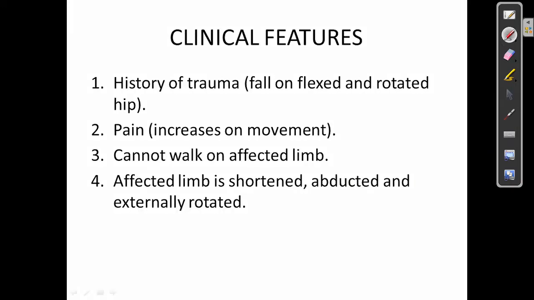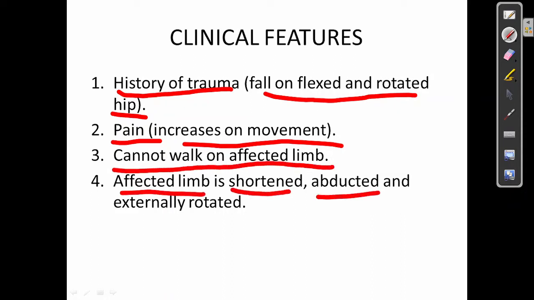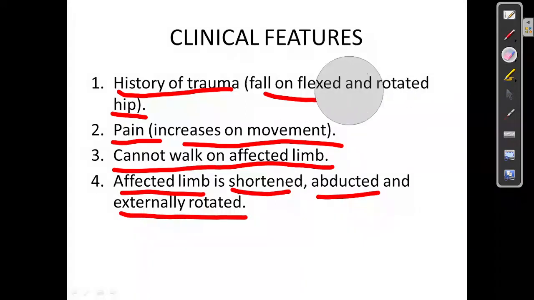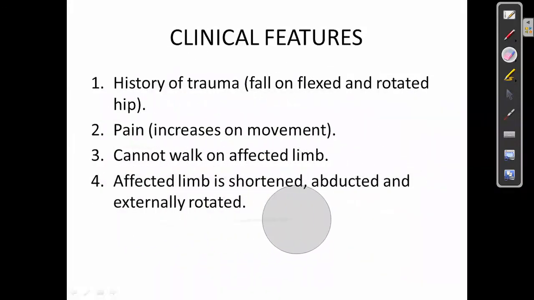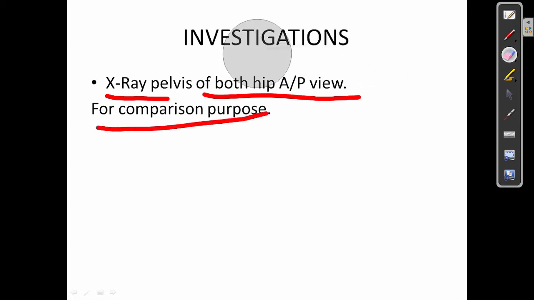Clinical features. There is history of trauma, fall on flexed and rotated hip. There is pain which increases on movement. The patient cannot walk on the affected limb, and the affected limb is shortened, abducted, and externally rotated. Investigations we do is an X-ray pelvis of both hips, anterior and posterior view. Why both? For comparison purposes.